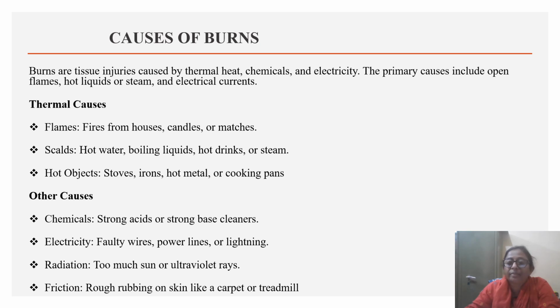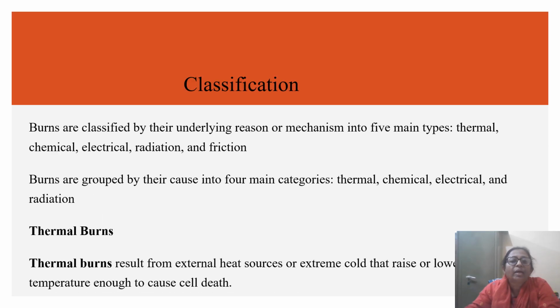Other causes: chemicals like strong acids or strong base cleaners. Electricity by faulty wires, power lines or lightning. Radiation, too much sun or ultraviolet rays. Then friction, rough rubbing on the skin like a carpet or treadmill. Then according to the classification, or according to the reason or mechanism: thermal, chemical, electrical, radiation and friction.